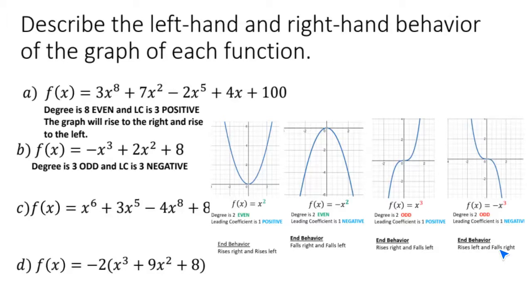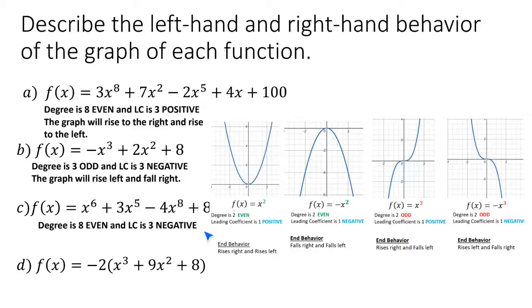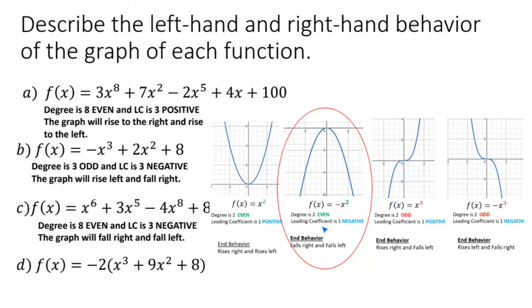Let's look at C. What is the highest exponent that we see? Our highest exponent is the 8. So our polynomial, or our function, is an even function. Our leading coefficient is a -4. So that means that on both the left and right-hand behavior, the graph is pointing downwards, right? So both left and right is going down.